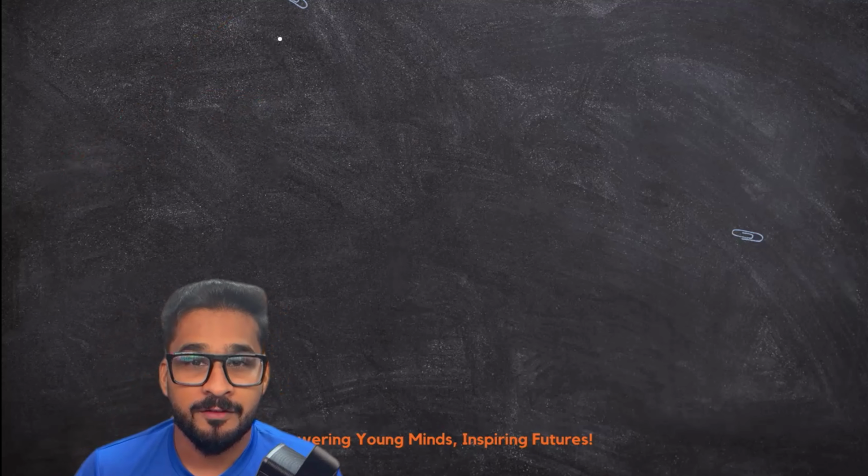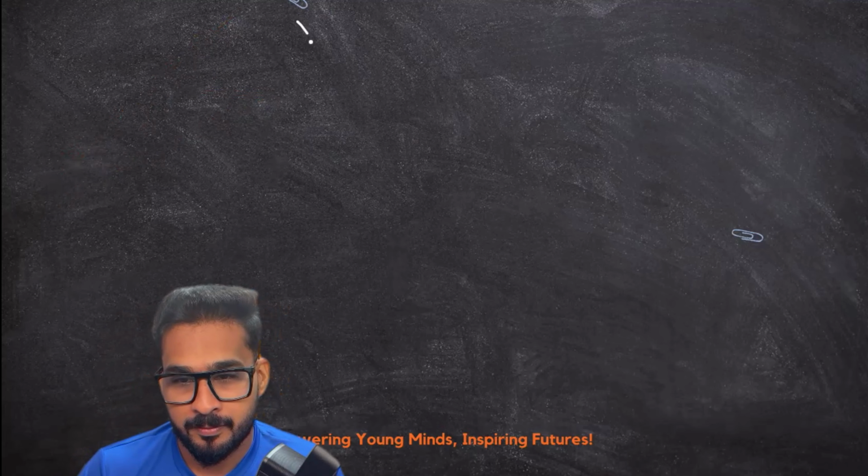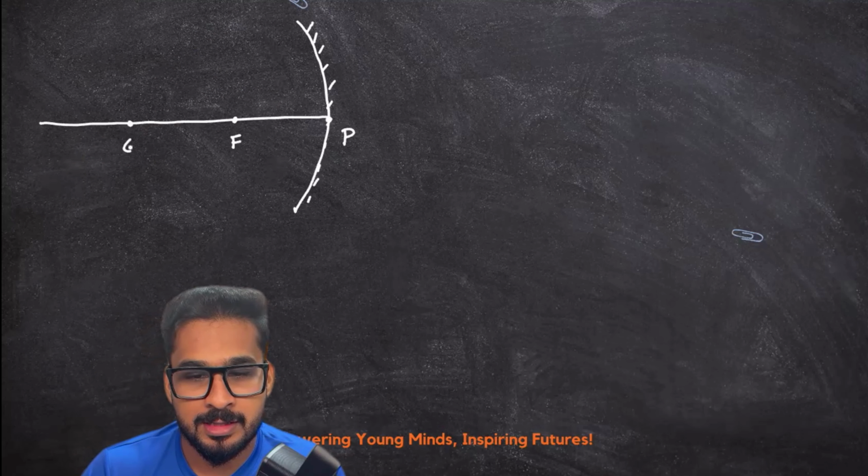First, draw the ray diagram carefully by using a scale and a pencil. Do not draw the diagram freehand with a pen. It will reduce your marks drastically. Pole, focus, center of curvature.